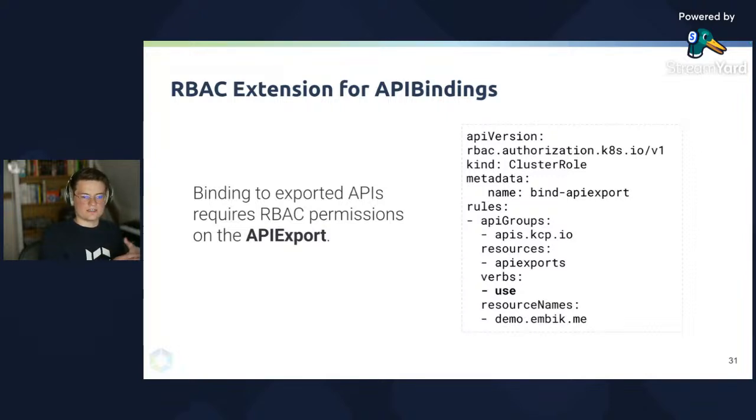And this is on the service provider side, in the workspace of the service provider. So even though I'm a cluster admin in my own consumer workspace, I won't be able to set these permissions because they exist in a different workspace. This is how teams can secure access to the APIs.